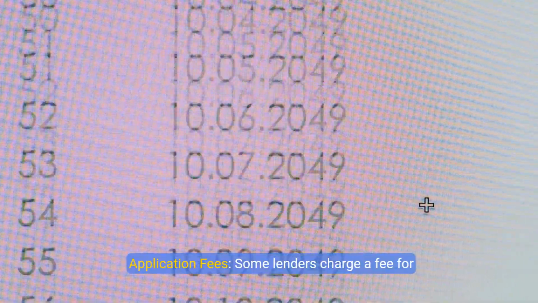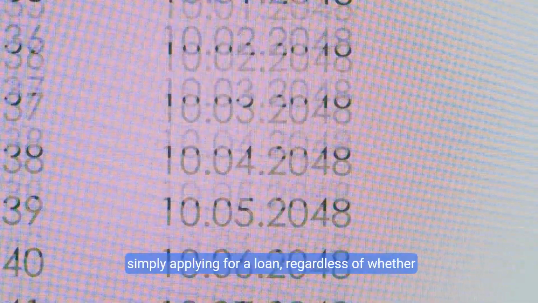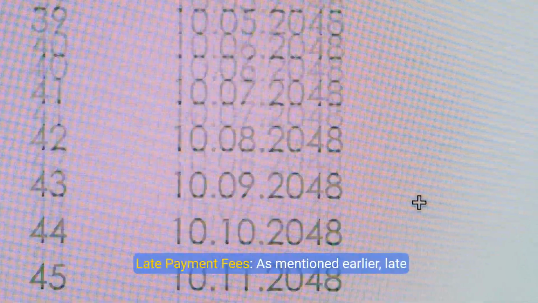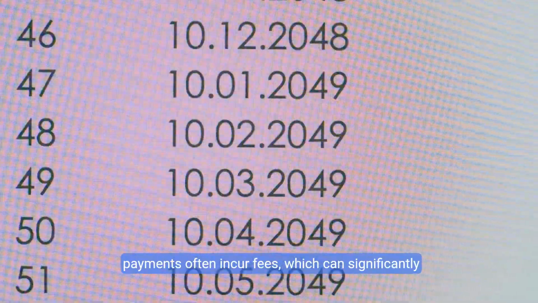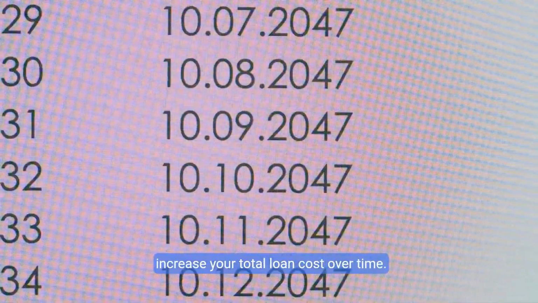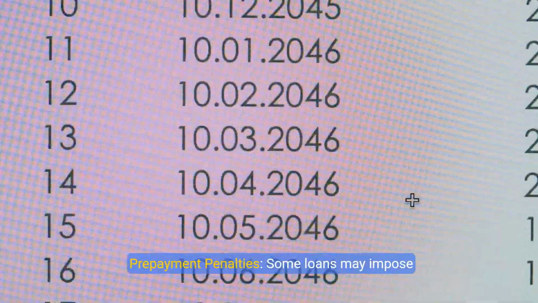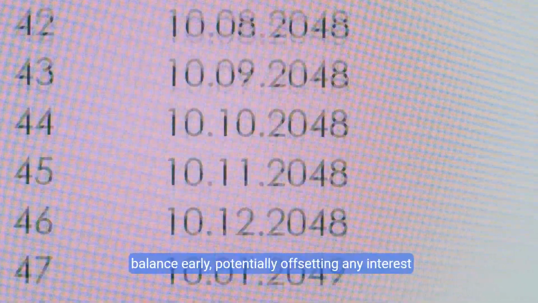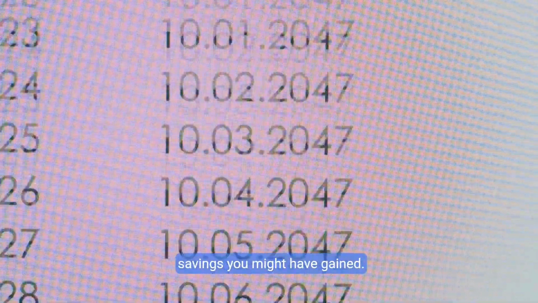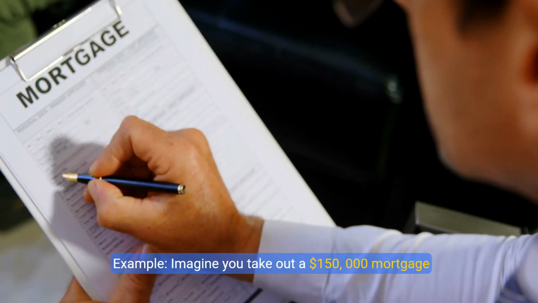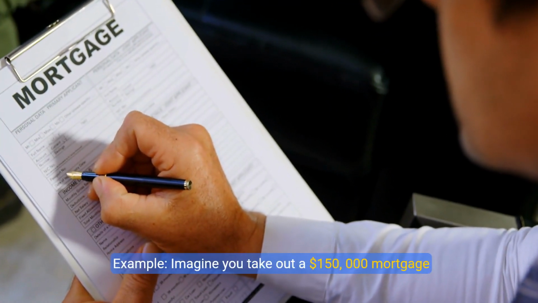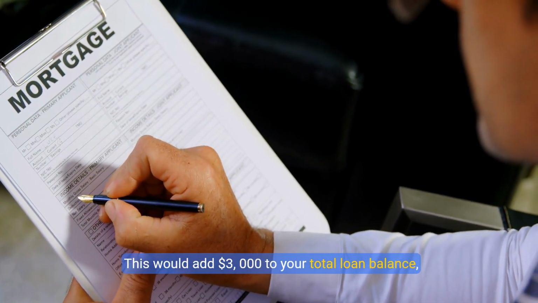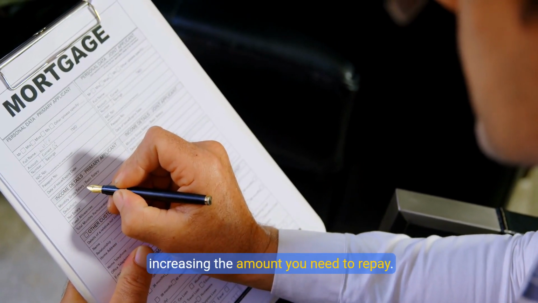Application fees. Some lenders charge a fee for simply applying for a loan, regardless of whether it's approved. Late payment fees. As mentioned earlier, late payments often incur fees, which can significantly increase your total loan cost over time. Prepayment penalties. Some loans may impose penalties if you choose to pay off your loan balance early, potentially offsetting any interest savings you might have gained. Example: imagine you take out a $150,000 mortgage with a 2% origination fee. This would add $3,000 to your total loan balance, increasing the amount you need to repay.